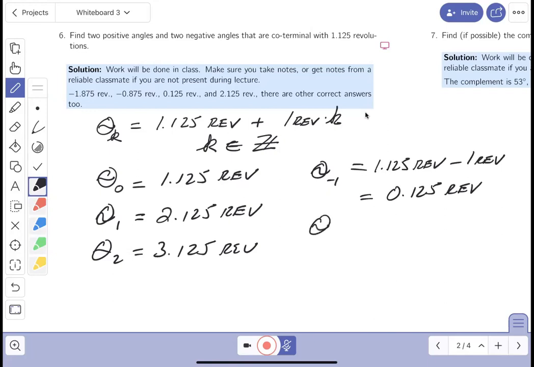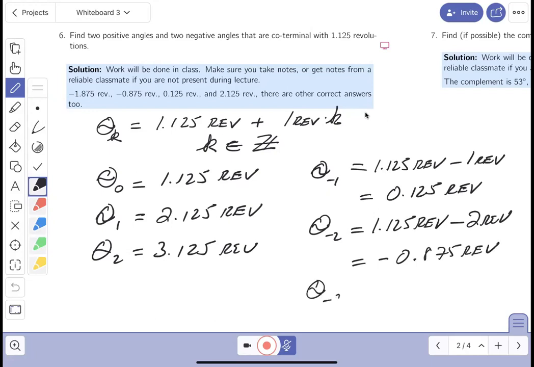Let me do theta minus 2. That's going to be 1.125 revs minus 2 revs. Again, I hope you're not really bad with arithmetic. If you are, I guess you can use a calculator. I hope you're not using a calculator now. But what's that going to give you? Let's see, 1.125 minus 2 is going to be minus 0.875 revs. Let me do theta minus 3. That's, and I guess you're doing too many, maybe.